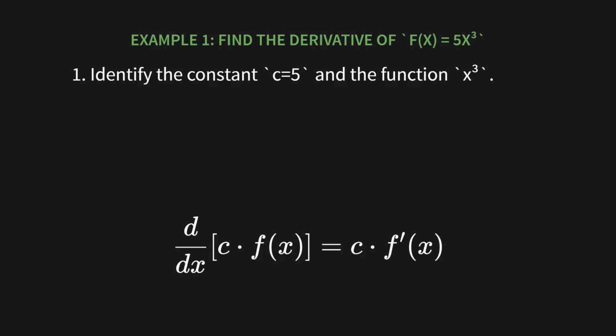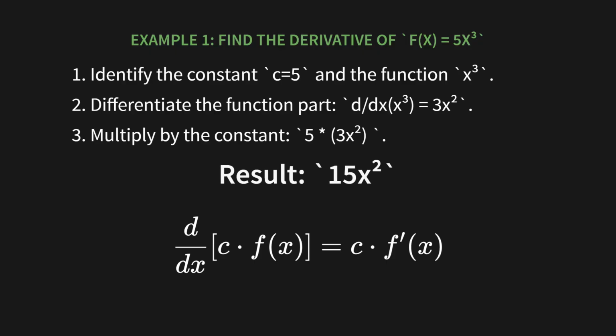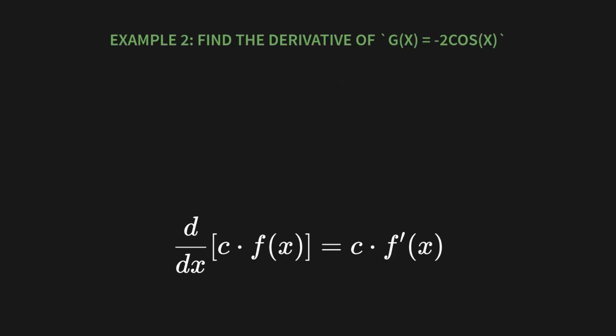Step 1. Identify the constant c equals 5 and the function x cubed. Step 2. Differentiate the function part. The derivative of x cubed is 3x squared. Step 3. Multiply by the constant, 5 times 3x squared. The result? 15x squared. See? The 5 just hung out until the end.